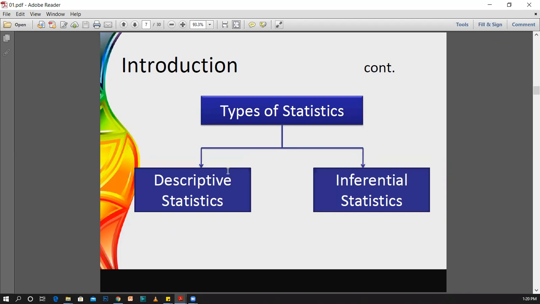Then when you are discussing statistics, there are two types of statistics. The first one is descriptive statistics and the next one is inferential statistics. Therefore, we can divide statistics into two parts. Number one, descriptive statistics. Number two, inferential statistics.